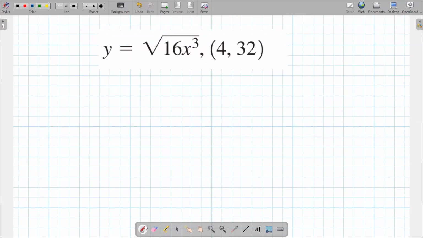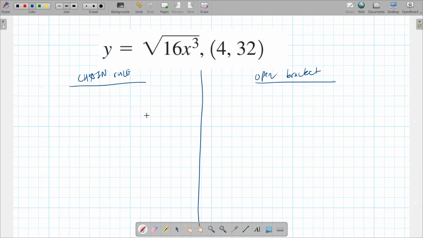So this is what we have right now. I'm going to show you both ways. I want to show you the chain rule way, and then we'll show you the open the bracket way if you can. You cannot always open the brackets. So chain rule, we're going to write this as y equals 16x^3 to the power of 1 over 2.